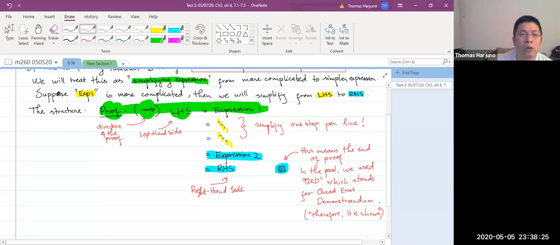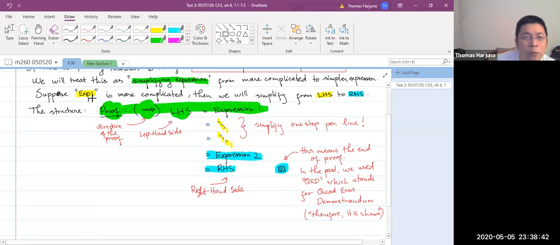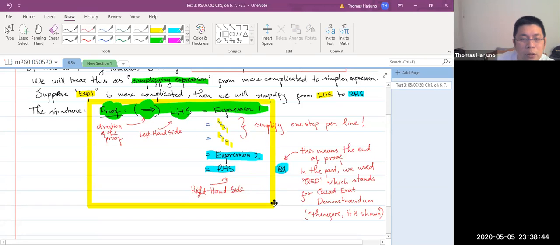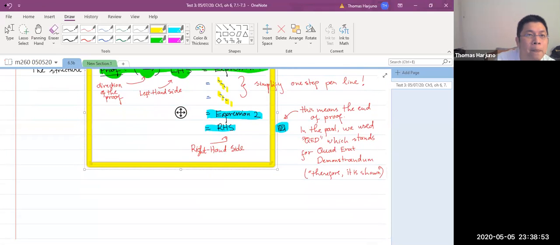Now I will show you some examples, especially the first one is to teach you the structure. I want you to write your proof this way. Of course, in this example I start from the left-hand side. You may start from the right-hand side if you think the right-hand side is more complicated. Now, let's start.